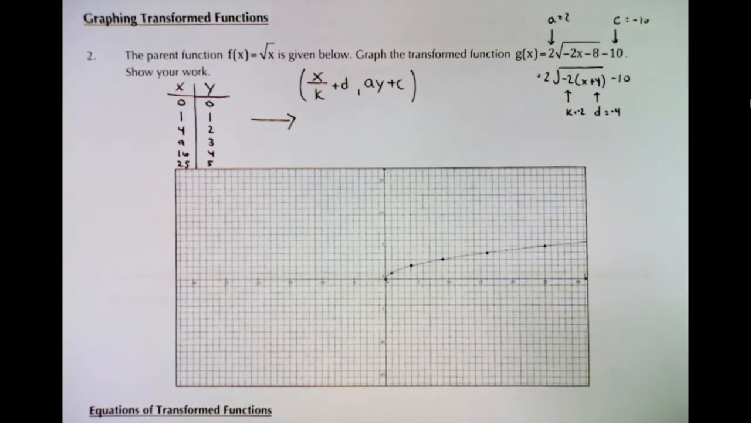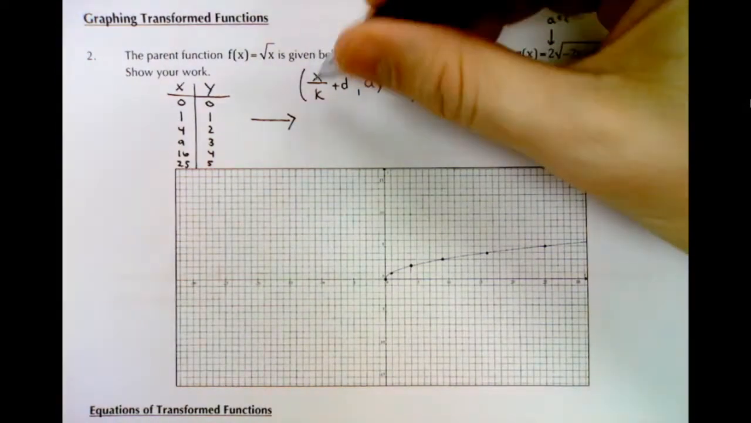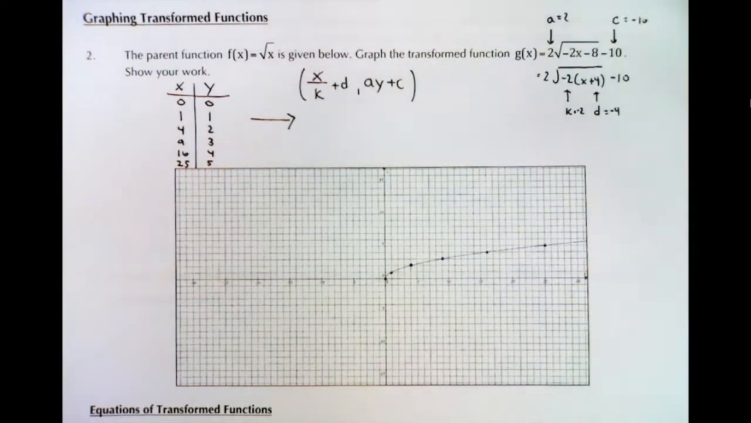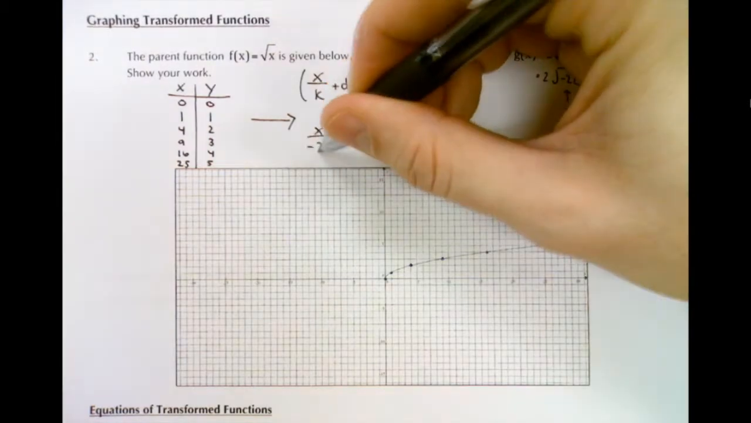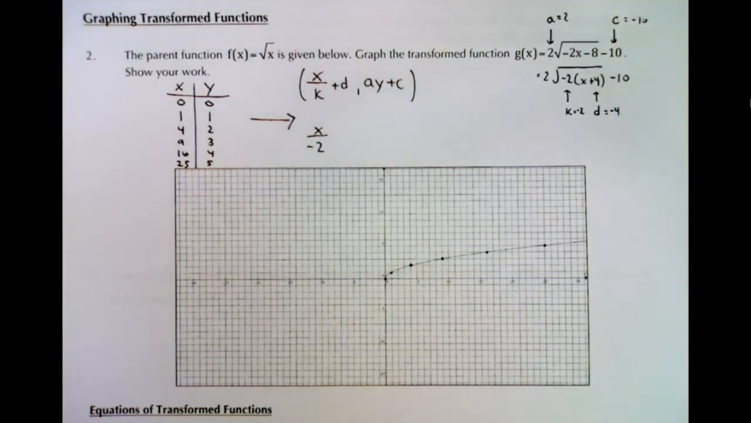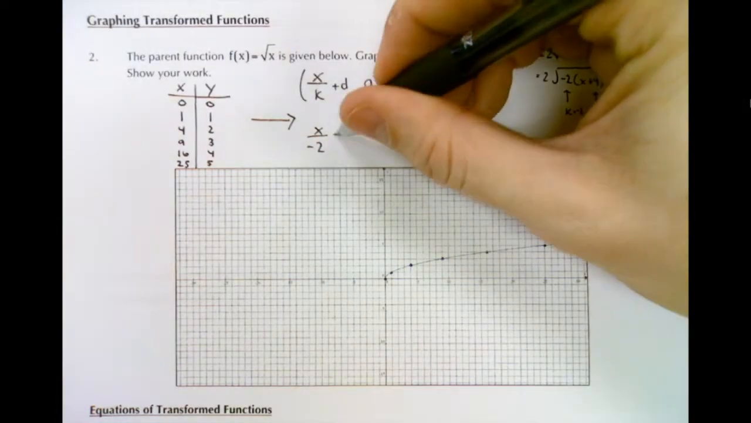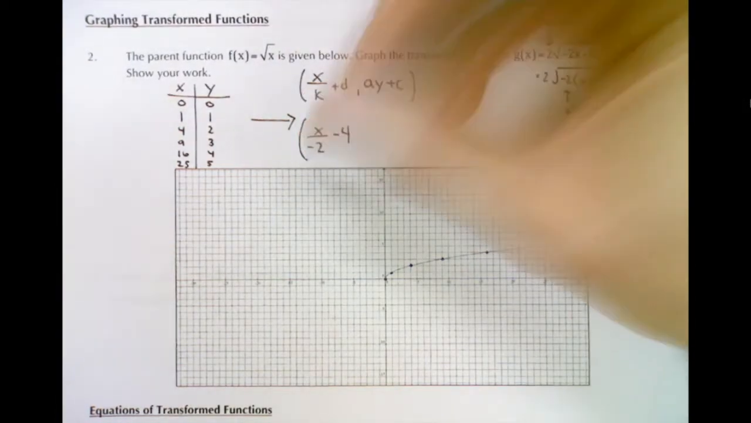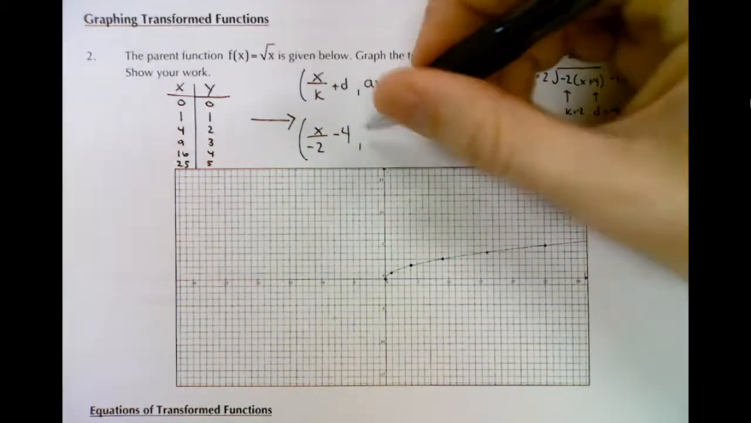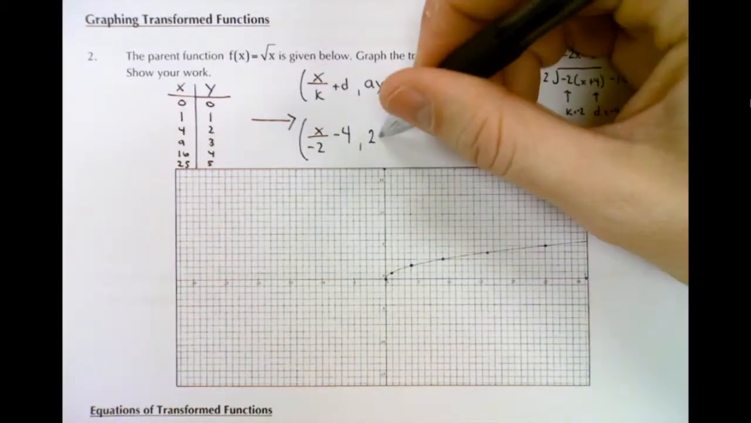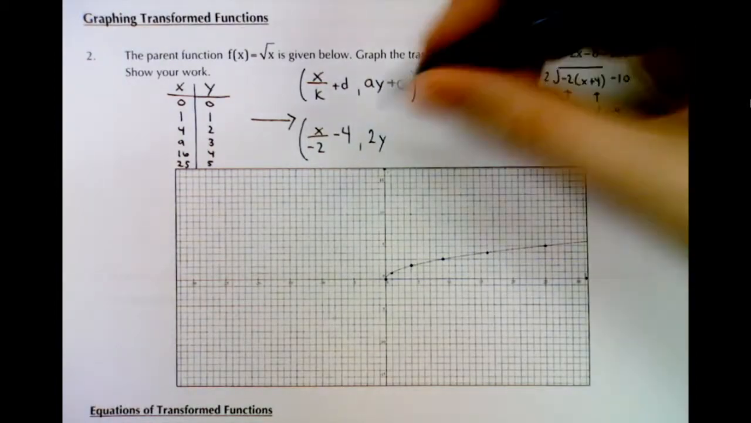So to find the new points, the transformed points, all we need to do is take our original x's and divide by k. Well, k is negative 2. So we need to take our x's and divide by negative 2. And then we need to add d. Well, what's d? d is negative 4. Add negative 4 is like subtracting 4. To find our new y's, we take our a, which is 2. We multiply it by y. And we add c. c is negative 10.